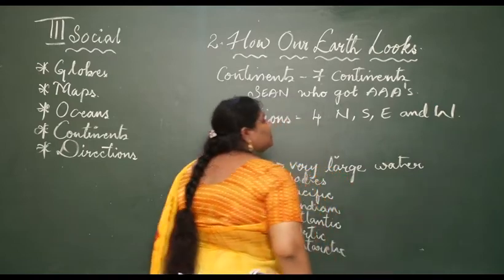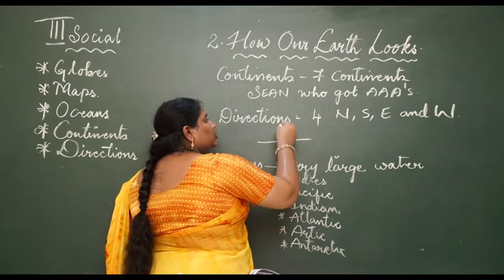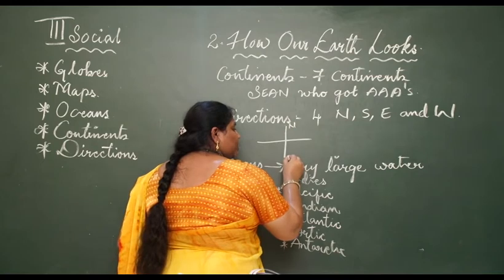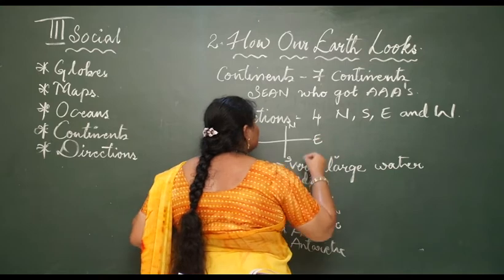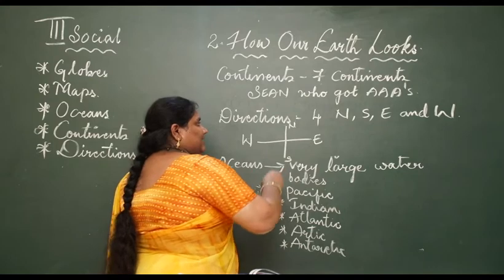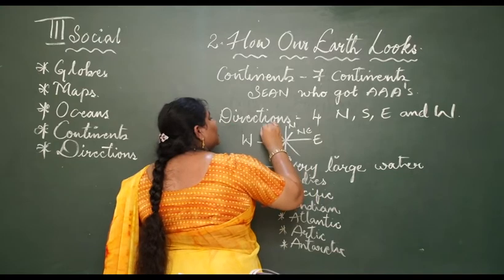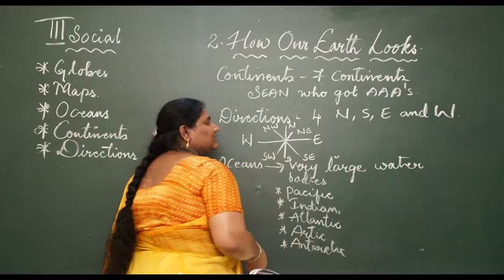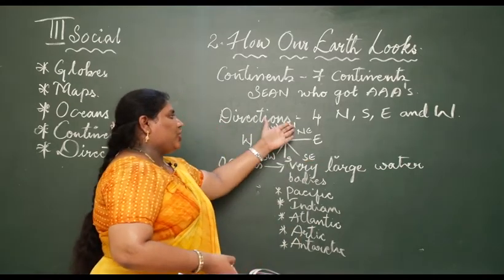So how do we denote these directions? Imagine this is a map. To the top of it is north, and the opposite of north, which is the bottom, is south. To your right hand is east and to your left is west. We also have sub-directions. They are northeast, northwest, southwest and southeast. These are the sub-directions. The 4 main directions are east, west, north and south.